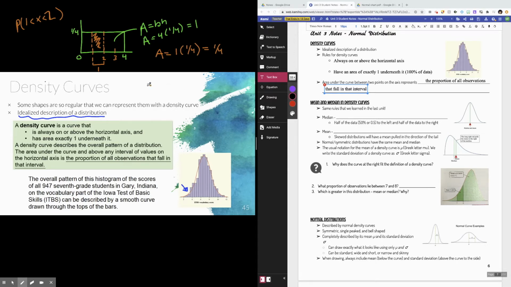Okay, most of the density curves that we're going to be looking at will be bell shaped like this one and normally distributed. Okay.